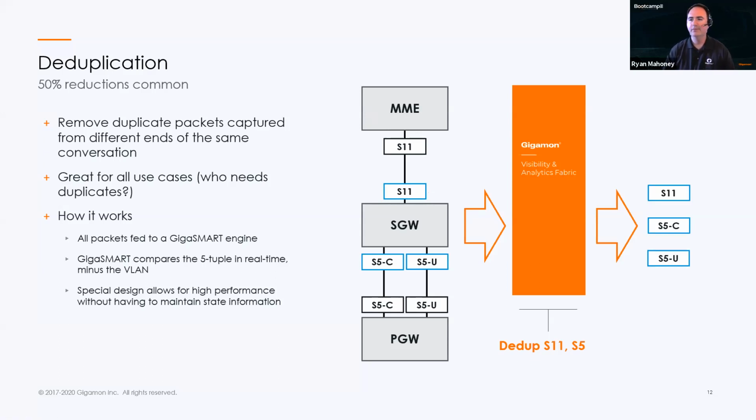So you'll have the S11 leaving the MME and the S11 entering the SGW. Almost every time, the only thing that's different about these two packets is the VLAN. Everything else is the same about it. Sometimes even the VLAN is the same, depending on your network design.